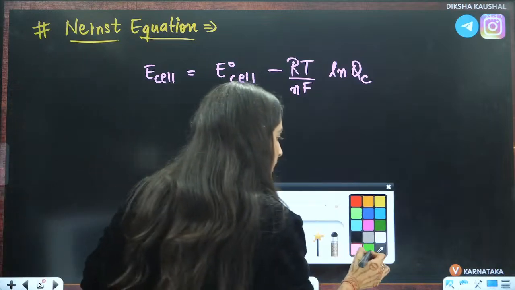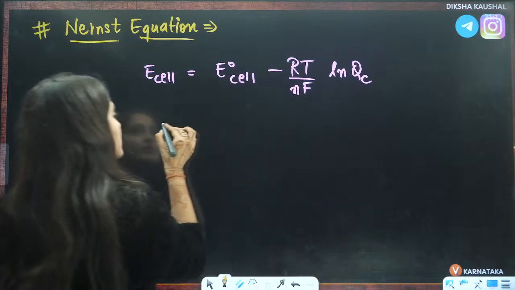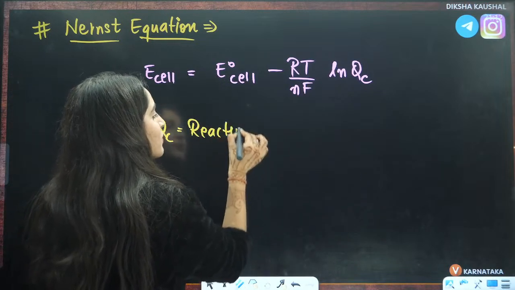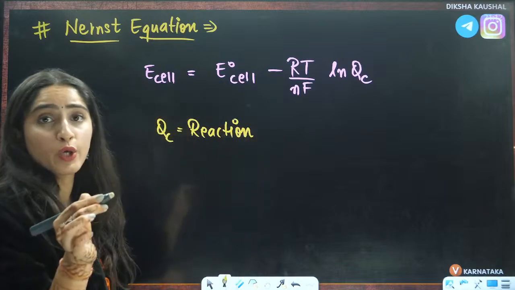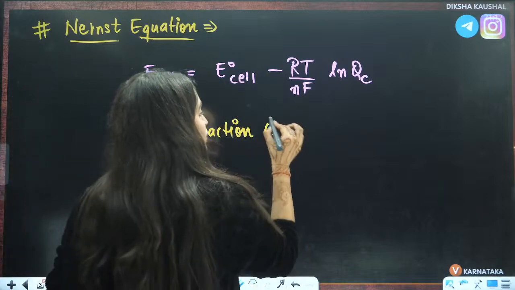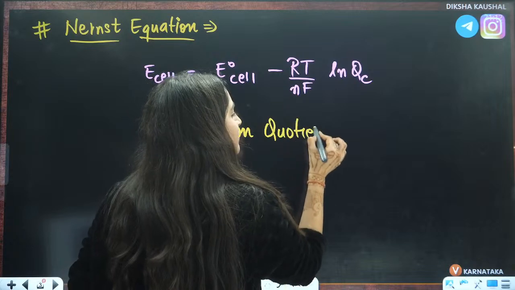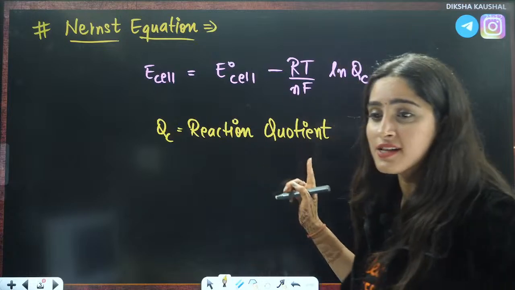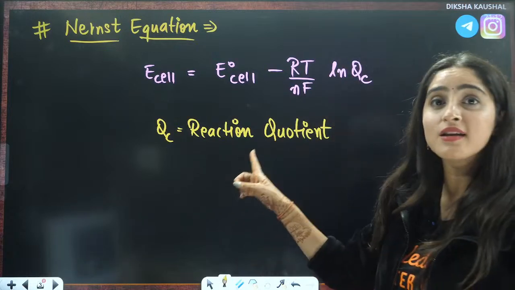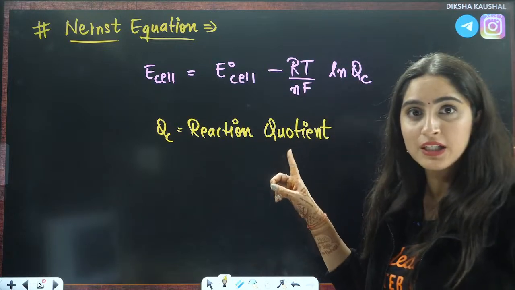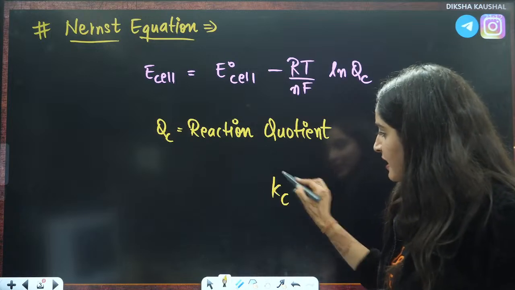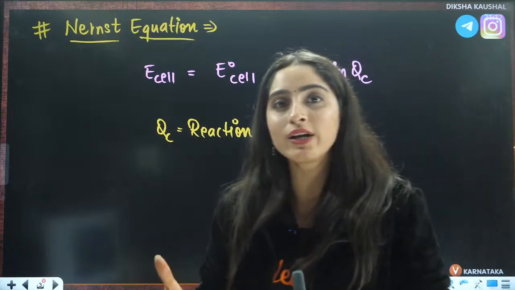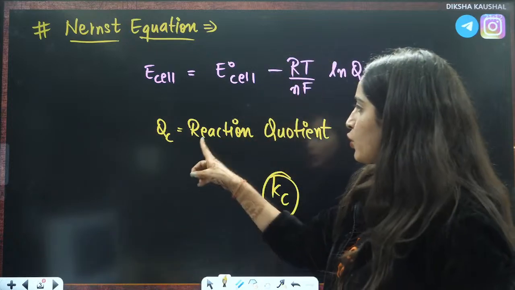Now, write it here. What is QC? QC is the reaction quotient. This you must have studied in 11th class, right? That is called reaction quotient. In which chapter have you studied it? Anybody in the chat box? You have studied this in the equilibrium chapter, right? Kc, that is the equilibrium constant, right? When a reaction is not under equilibrium, then we say QC, right?